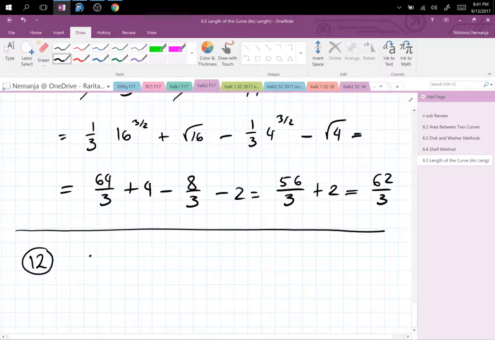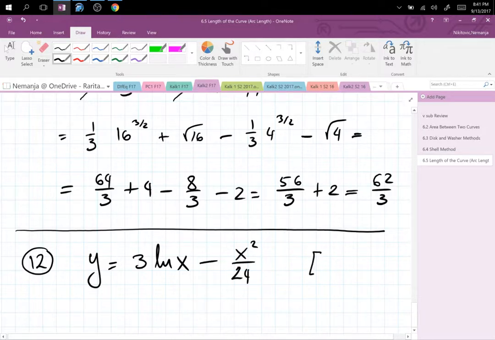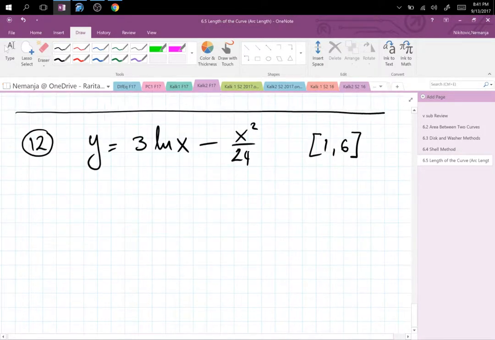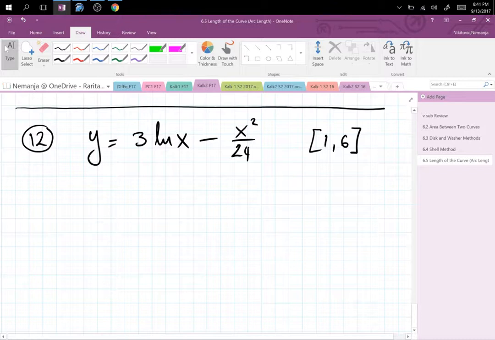Oh yeah, thank you. All right, guys, so work on this: 3 ln x minus x squared over 24 on 1 to 6. You know the formula, you plug everything in. What's y prime? Three over x. Well, yeah, no, I was right though. Technically, right? Yeah. So what's so 12? I don't think I was right. All right.